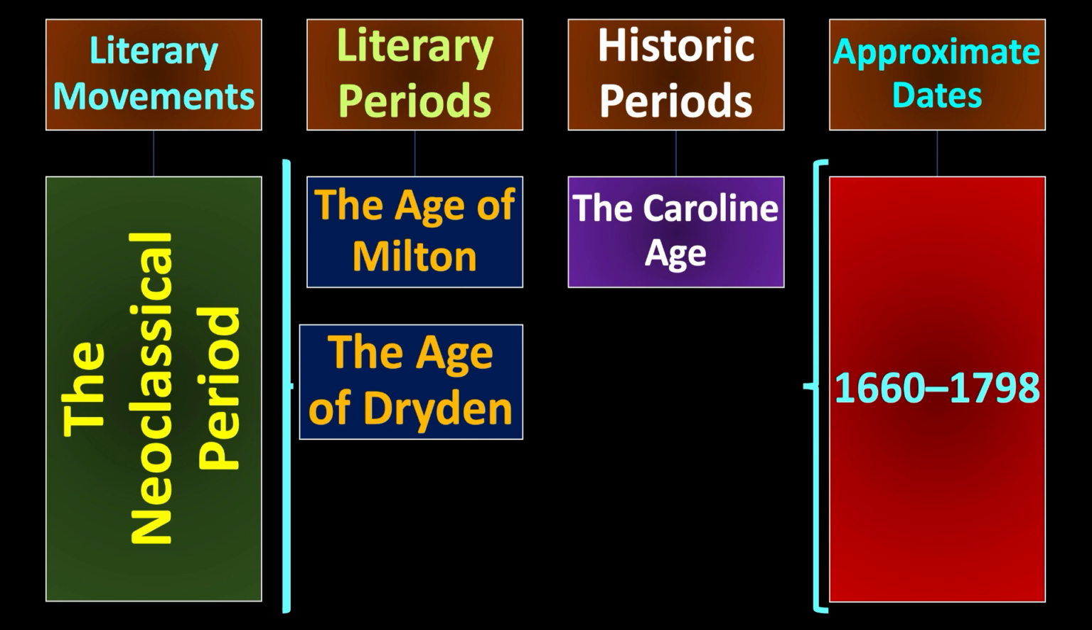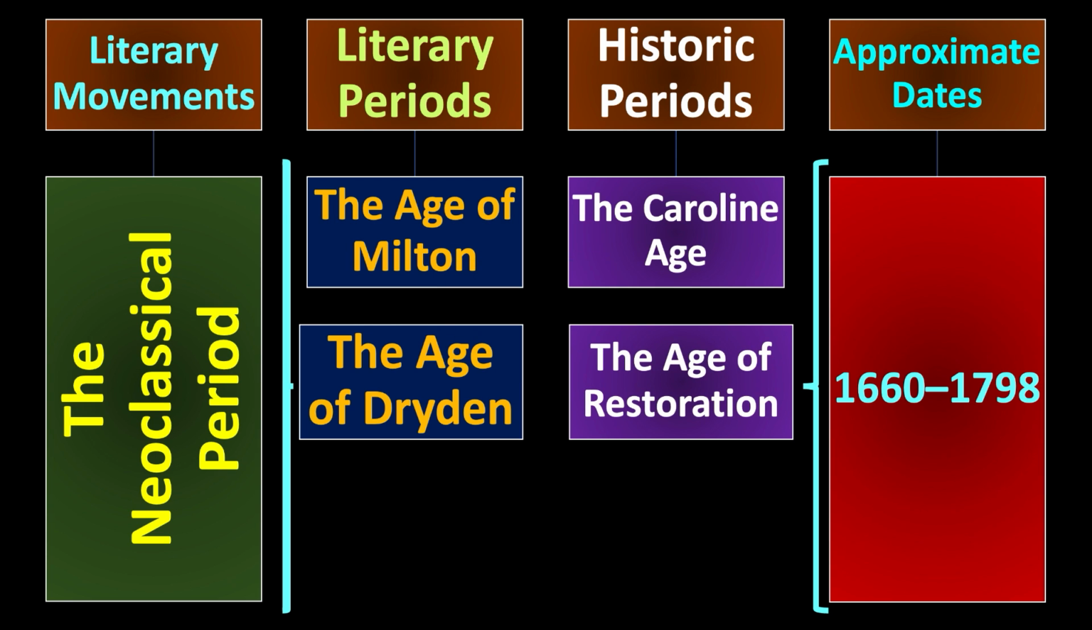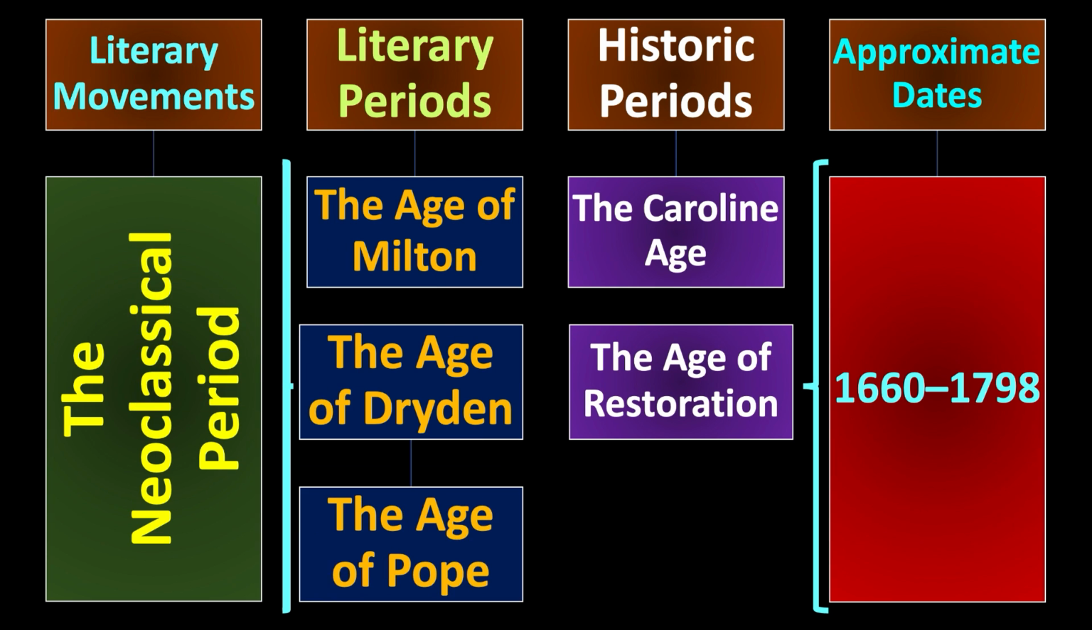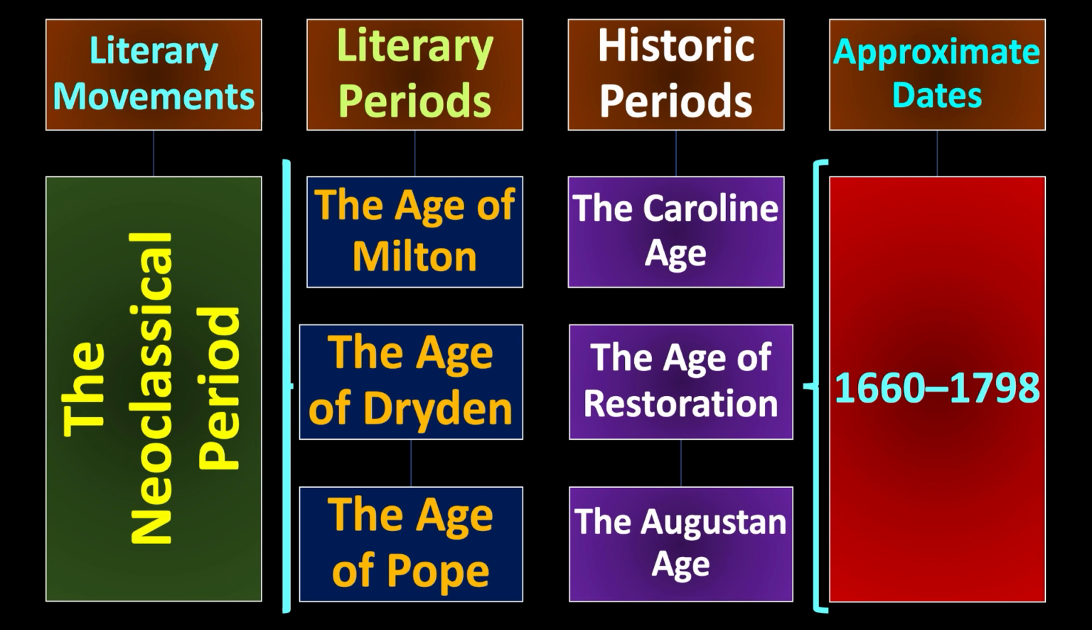After John Milton, we have the Age of John Dryden, and the historic period is the Age of Restoration. After that, we have the Age of Alexander Pope, and the historic period, the Augustan Age. So the Neoclassical period is represented by three most important personalities of literature: the Age of Milton, the Age of Dryden, the Age of Pope, and it expands for quite a long time, from 1660 to 1798.